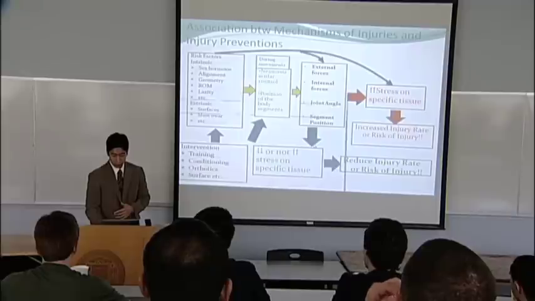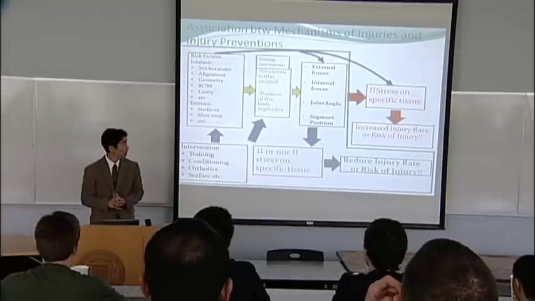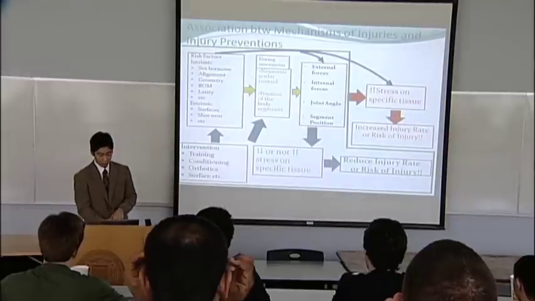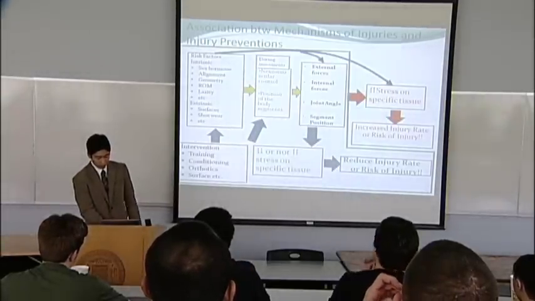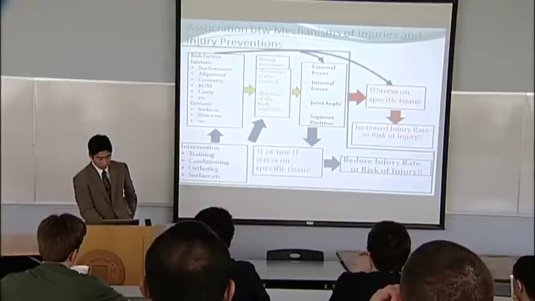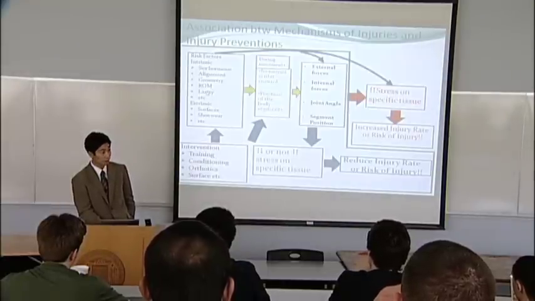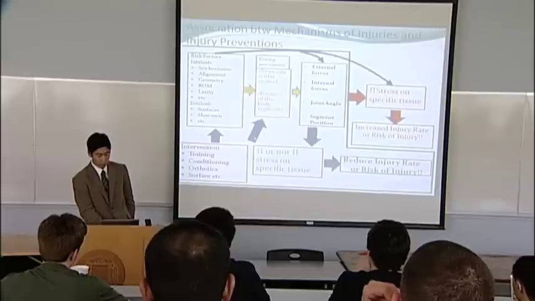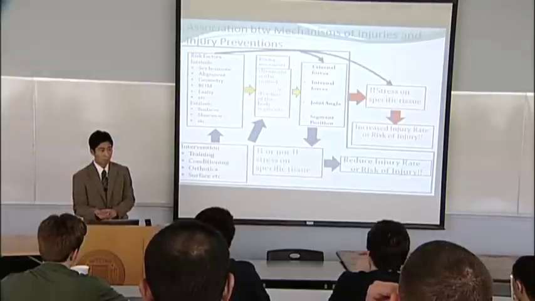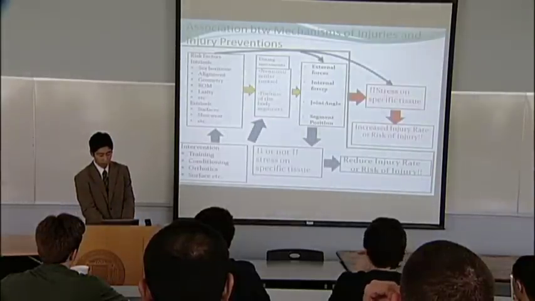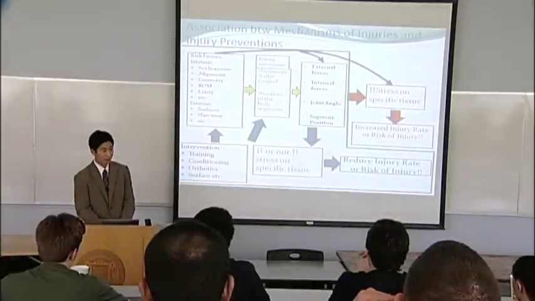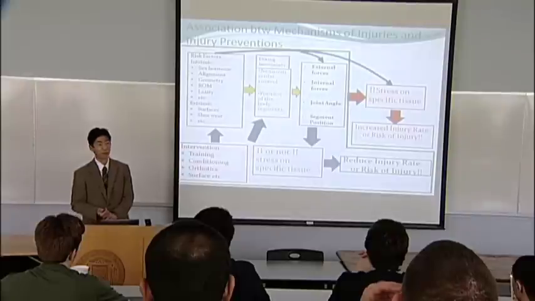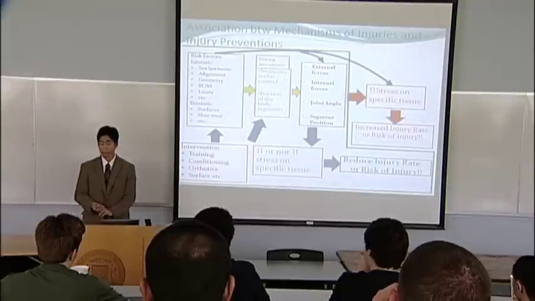And also, if you think about the prevention of the injury, we are thinking about this part. So if you do some intervention to risk factors, or if you intervene in some neuromuscular control, then you may go through these good pathways, and may lead to reduction of injury rates.